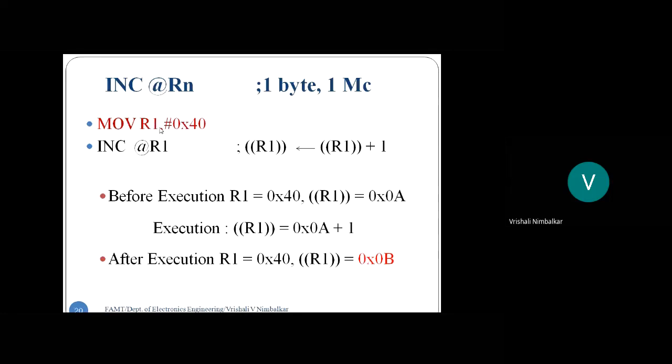MOV R1, #40. This 40 number, I have stored it in R1. And what is that number? It's a memory address, right? Then and only then will this work properly. So see the execution: the data pointed by R1 is incremented by 1 and stored back in the memory pointed by R1, the same location.